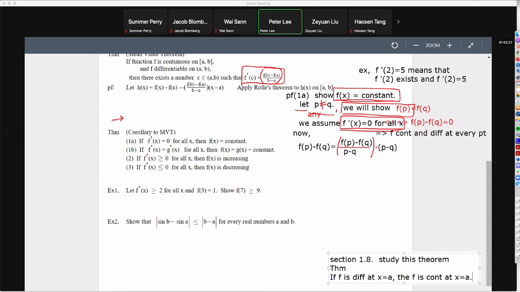This is not hard to understand graphically, but this is actually a theorem which is mentioned in section 1.8. Why don't you study this theorem? I usually prove this theorem, and this theorem right here is a very educational theorem. It's educational because it is not so hard, and you have to know all these definitions here.